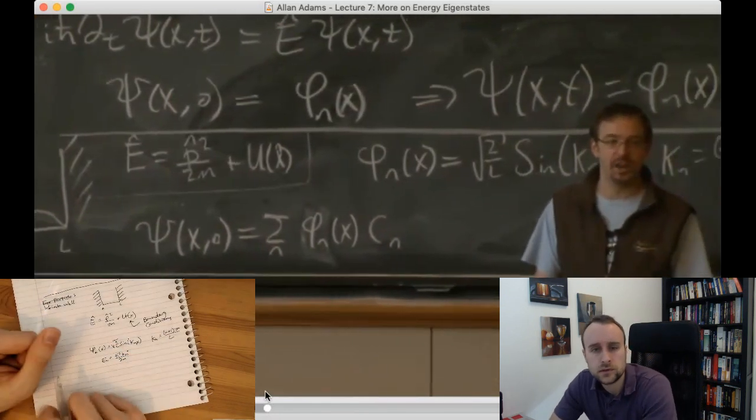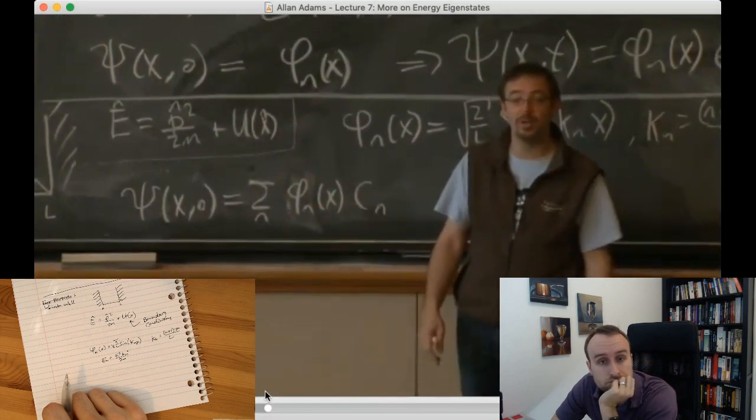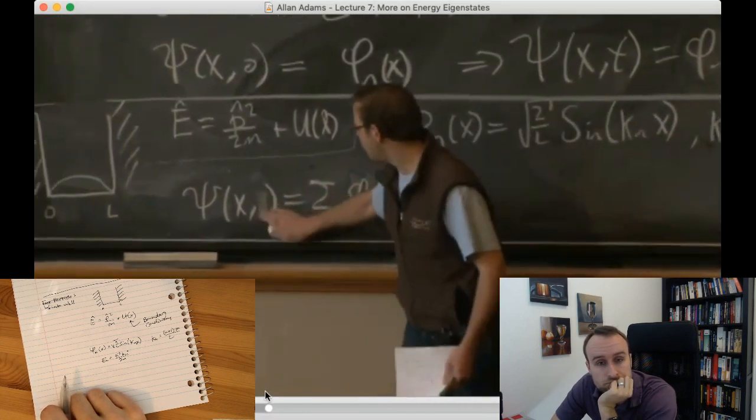Any function can be described as a superposition of energy eigenfunctions. And if I use energy eigenfunctions, this will automatically satisfy the boundary condition, and all good things will happen. So this is a perfectly fine initial condition. What is the system at time t?